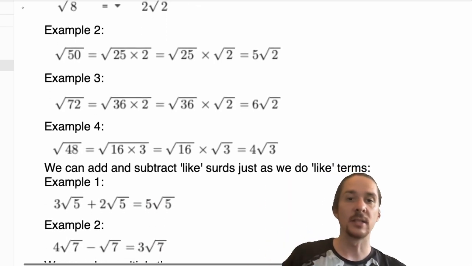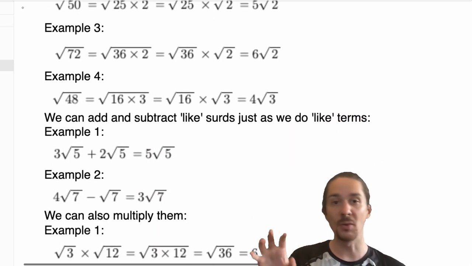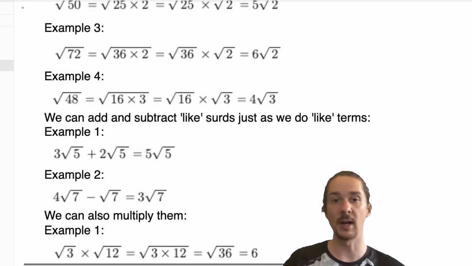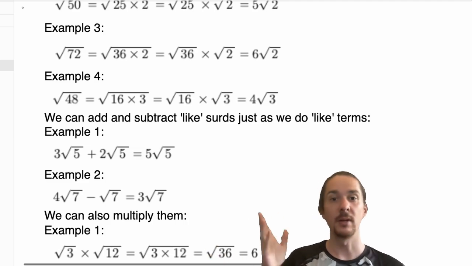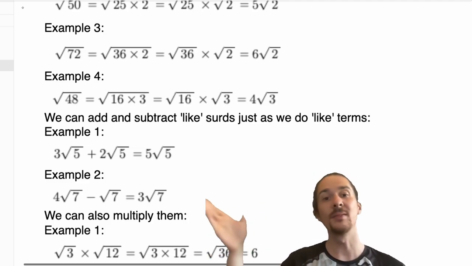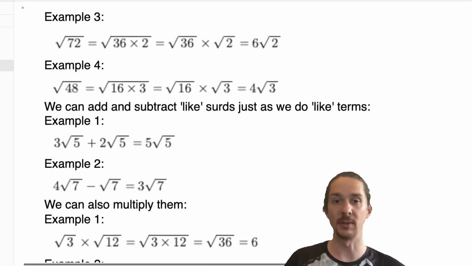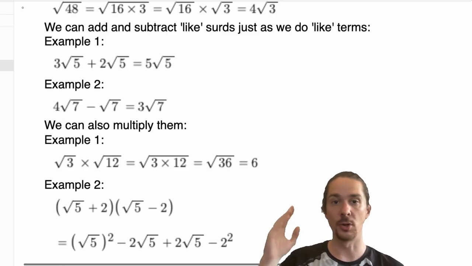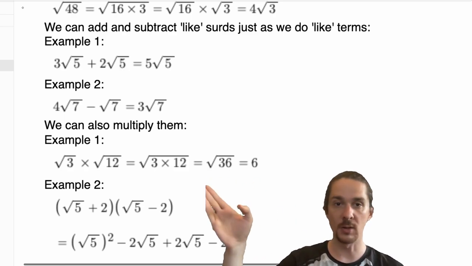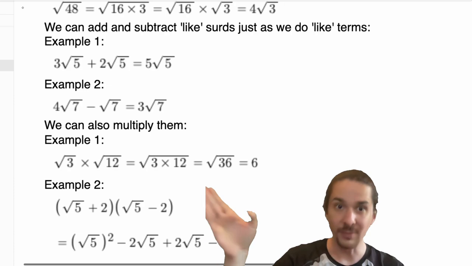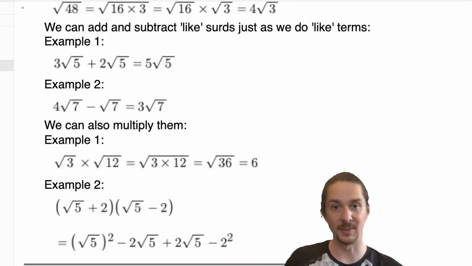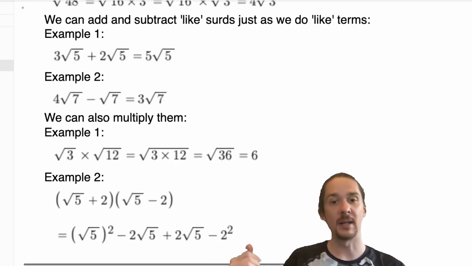Now, just like we add and subtract like terms, we can do the same thing with like surds. So 3 amounts of root 5 plus 2 amounts of root 5 give us 5 amounts of root 5. Or 4 amounts of root 7 minus 1 amount of root 7 leaves us with 3 amounts of root 7. We can also multiply surds. So the square root of 3 times the square root of 12 is the square root of 3 times 12, which is the square root of 36, and that is no longer a surd. It is now 6. Or we can be expanding brackets.